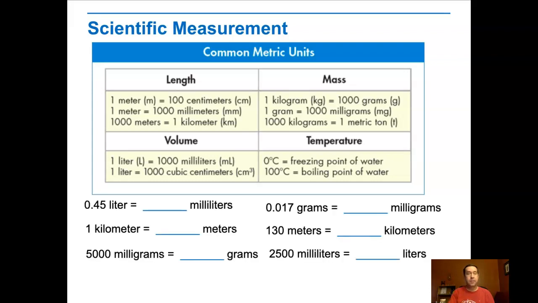So here's some metric conversions. If you wanted to convert 0.45 liters into milliliters, we would have to multiply that by 1,000, and we would get 450. We move the decimal place 3 places to the right. Going from kilometers to meters, kilo means 1,000, so again we would multiply by 1,000. Milligrams to grams, we would divide by 1,000 because milli means 1/1000th, so that would be 5 grams. And you can see some of these others here.